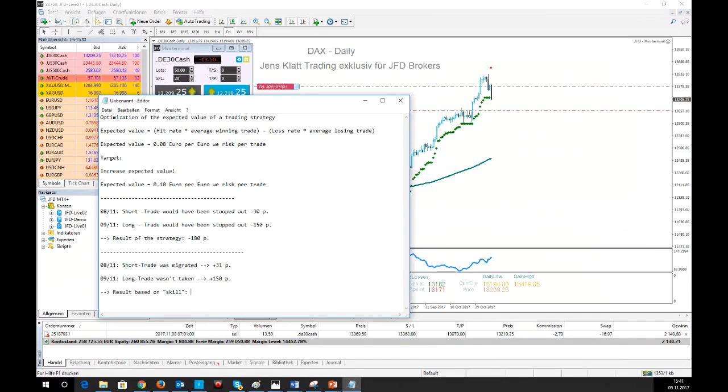Result based on skill so far: 181 points. Obviously, the difference is 361 points. And by the way, we're not yet done. So let's see whether the market keeps on moving lower here.